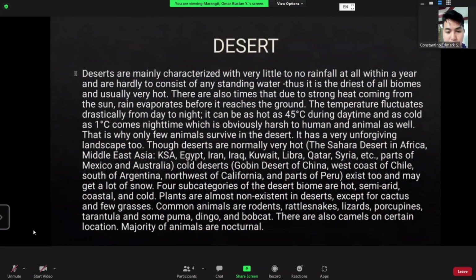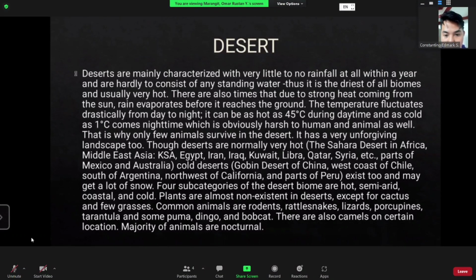Desert. Unang papasok sa isip natin, syempre, mainit, di ba? Deserts are mainly characterized with very little to no rainfall at all within a year. So, sa isang taon, maliit or hindi pa umuulan yung chance ng pag-ulan dito sa desert. And are hardly to consist of any standing water. Thus, it is the driest of all biomes. So, desert, mainit. So, syempre, kapag mainit, matik, di ba? Dry siya. And usually very hot. And hindi umuulan doon kaya madalas mainit.